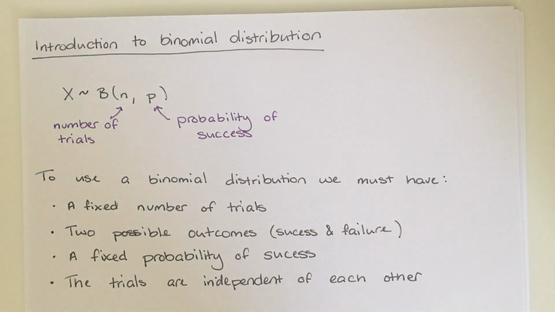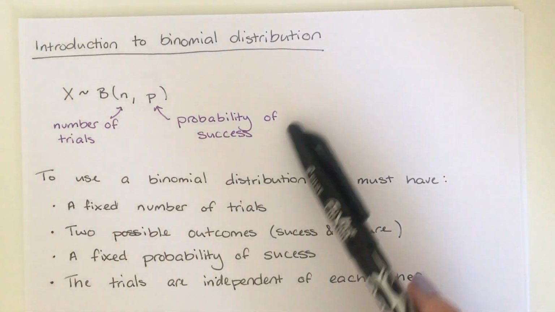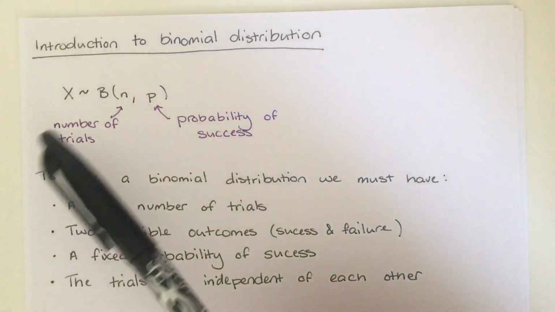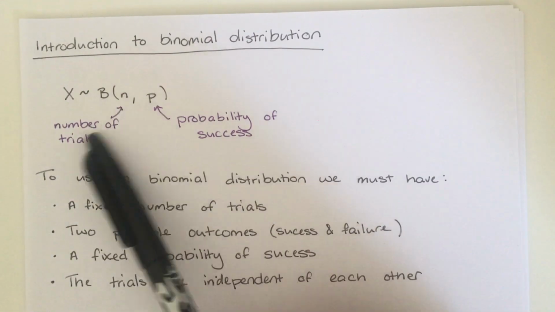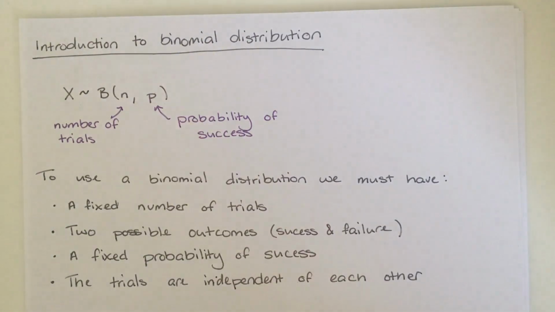So in this video we're going to be looking at binomial distribution. Here's how you set up a binomial distribution. You see that x is binomially distributed, and then you need to know the number of trials you're carrying out and the probability of success.